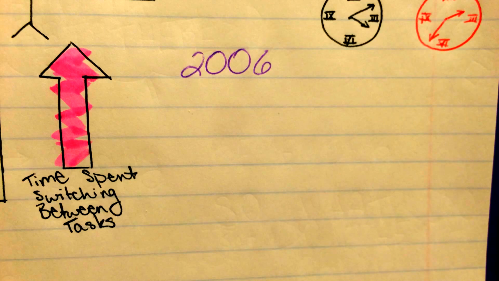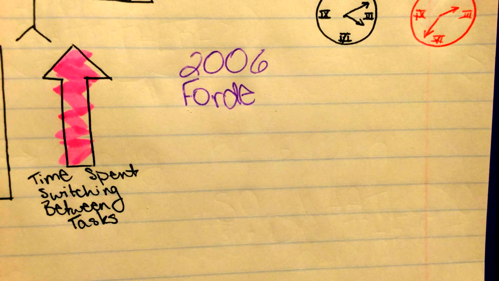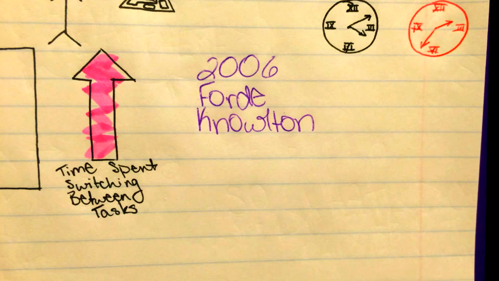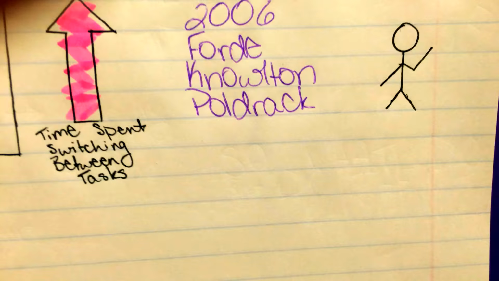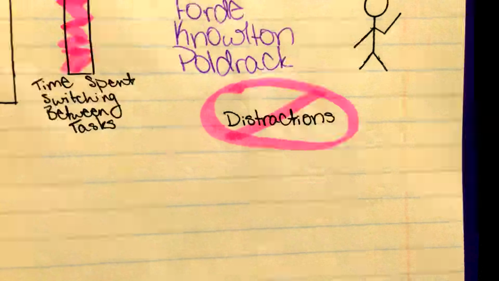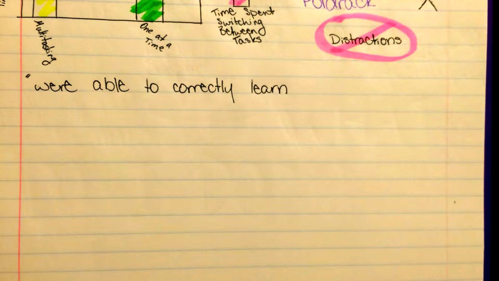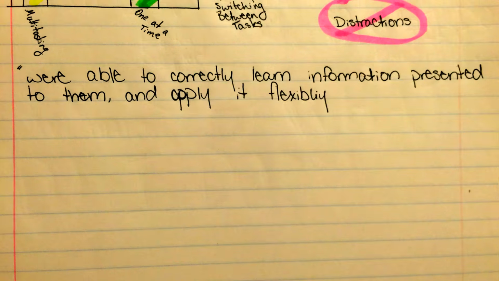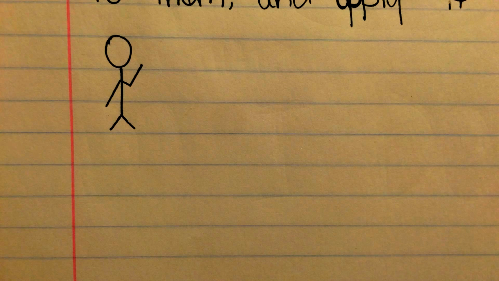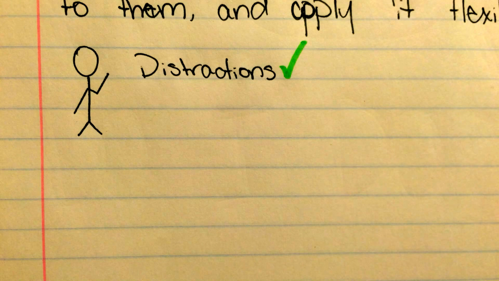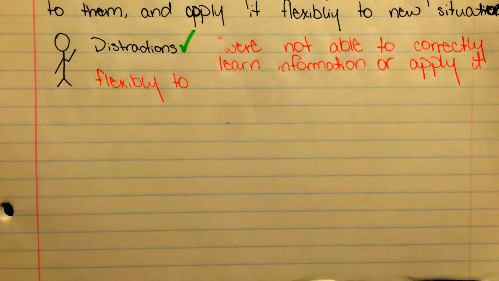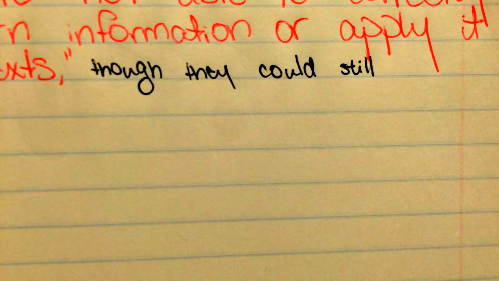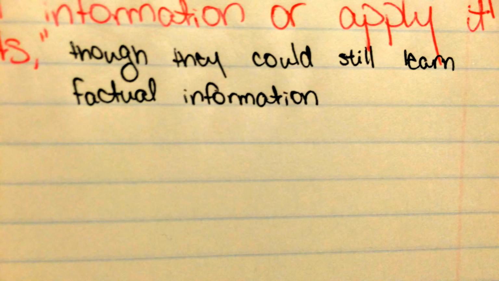In another 2006 study by Karen Ford, Barbara Knowlton, and Russell Poldrick, they found that participants without distractions were able to correctly learn information presented to them and apply it flexibly to new situations. However, participants who had distractions, being multiple tasks, were not able to correctly learn information or apply it flexibly to new contexts, but they were still able to learn factual information. So why does it matter if they could still learn facts?